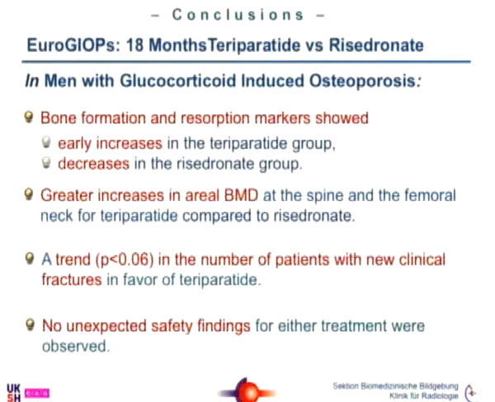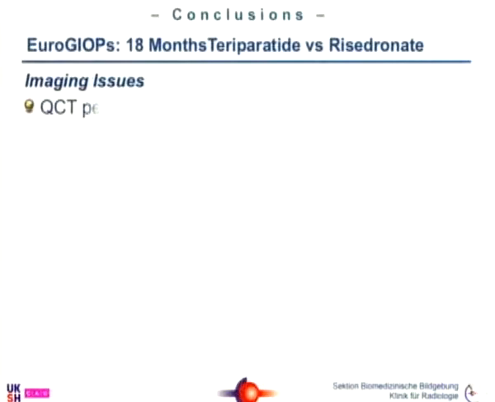The bone formation and resorption markers showed early increases in the teriparatide group, decreases in the risedronate group as expected. We saw DEXA results as expected, greater increases in areal BMD at the spine and femoral neck. And we saw a trend in the number of patients with new clinical fractures in favor of teriparatide, and no unexpected safety findings for either treatment during the course of this study.